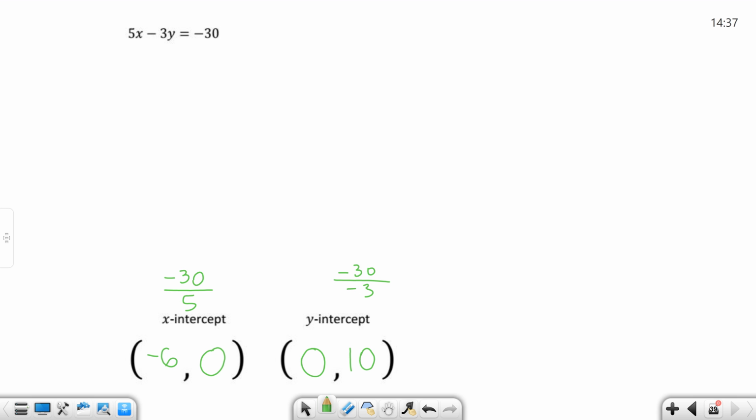All right, I hope this helps with finding x and y intercepts, because you will use those to graph lines and do other things.